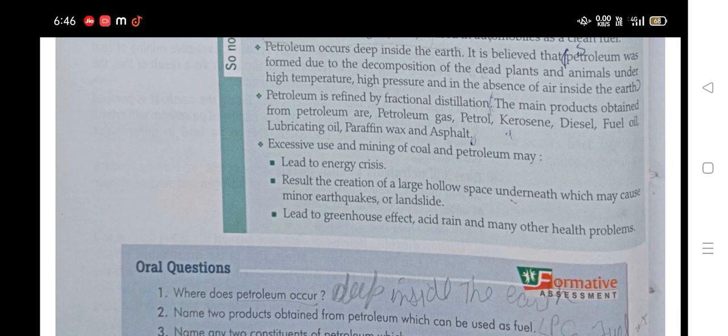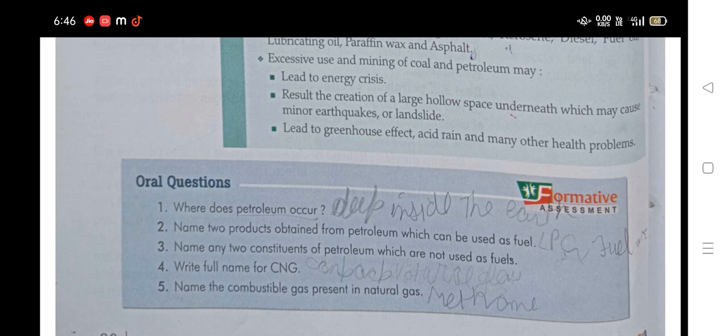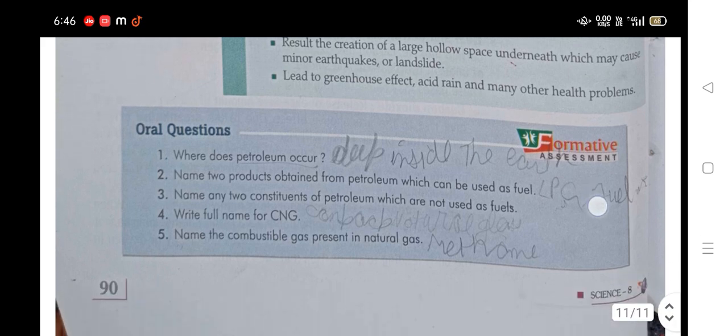Excessive mining and use of coal and petroleum may lead to energy crises, result in the creation of a large hollow space underneath which may cause minor earthquakes or landslides, lead to greenhouse effect, acid rain, and many other health problems.